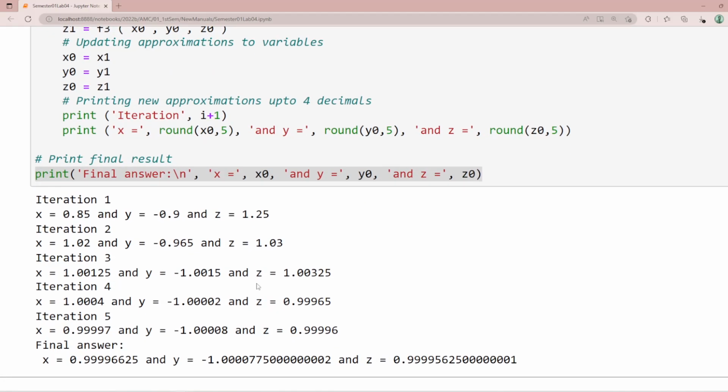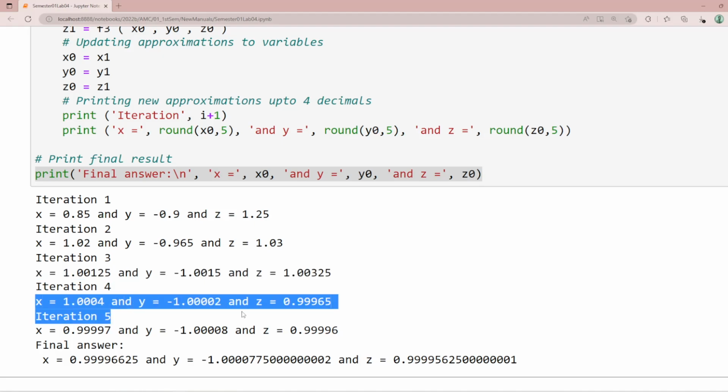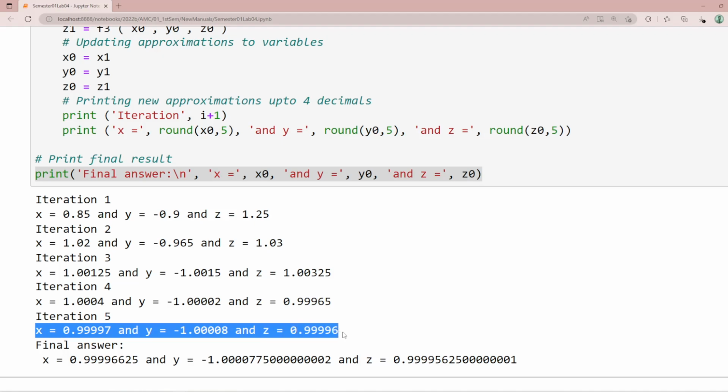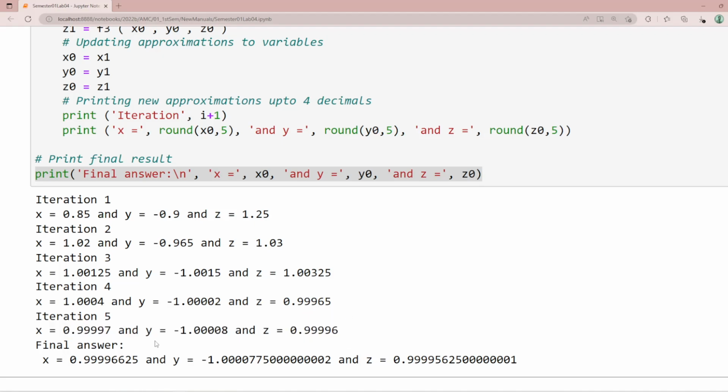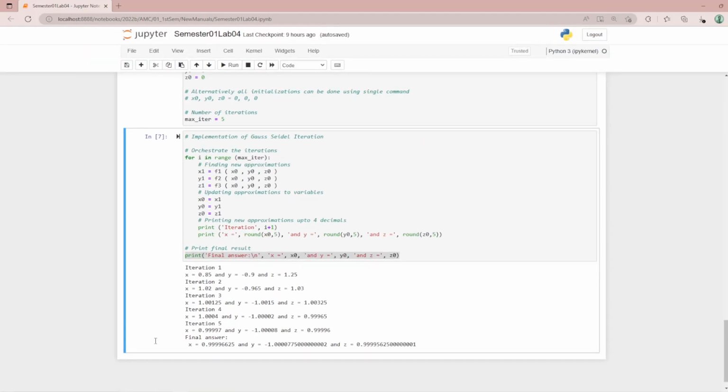So what is the result? Here, after the iteration 1, the value of x is this, y is this, and the value of z is 1.25. After the second iteration, the values have changed. After the third iteration, the values have changed further. After the fourth iteration, the values have changed. Of course, they are a little different. After the fifth iteration, most of the values are converging. And since we just had to go to 5 iterations, that's the final answer.